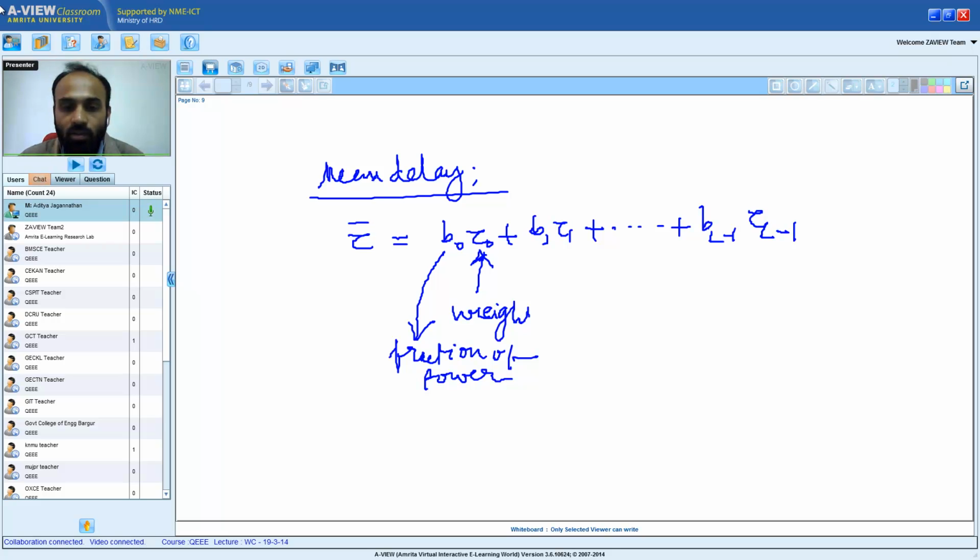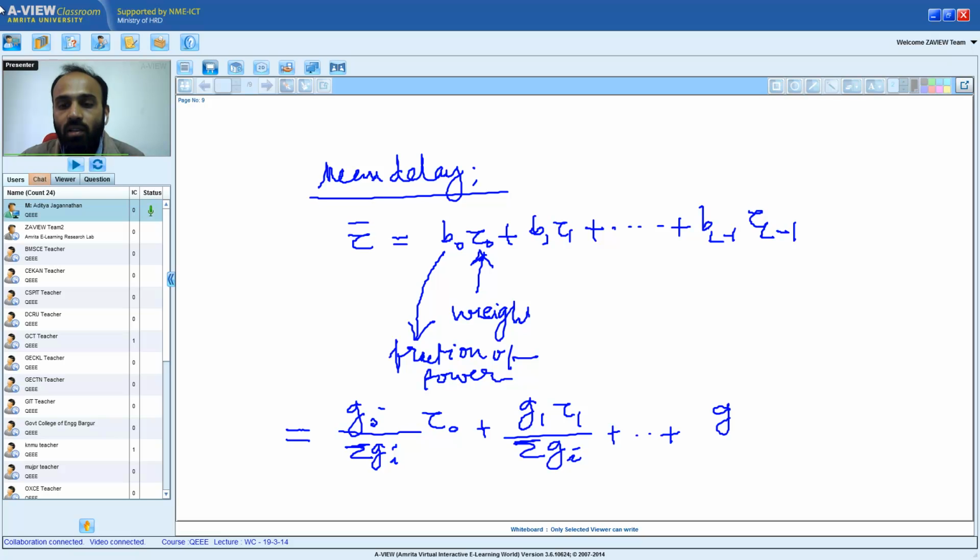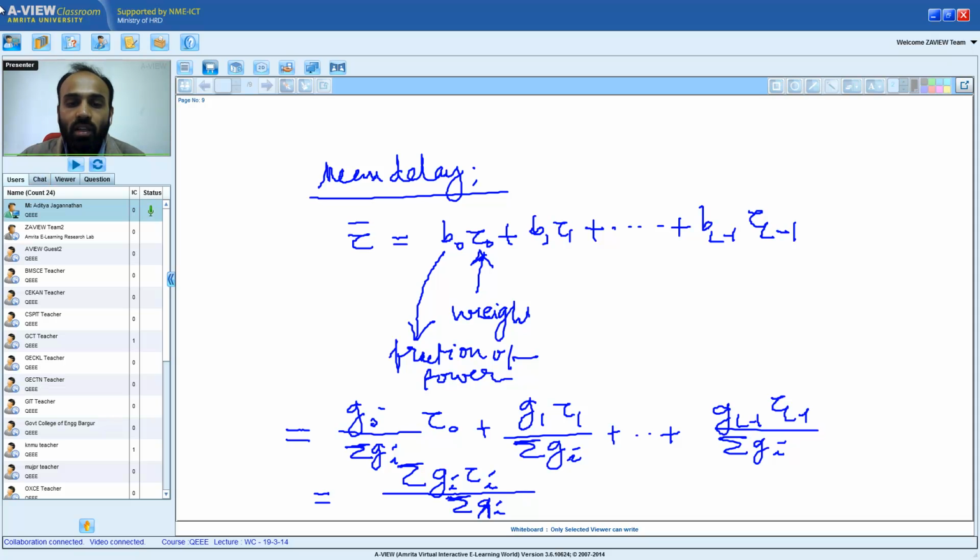Also we can calculate it in terms of the G's. Therefore you can see this is G0 divided by summation Gi into tau 0, plus G1 tau 1 divided by summation of Gi, plus so on up to G(L minus 1) tau (L minus 1) divided by summation of Gi, which is equal to summation of Gi tau i divided by summation of Gi. Can anyone see this?